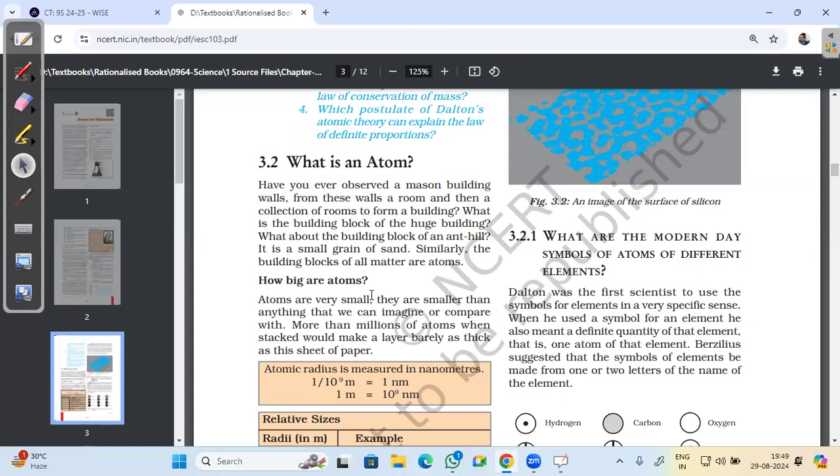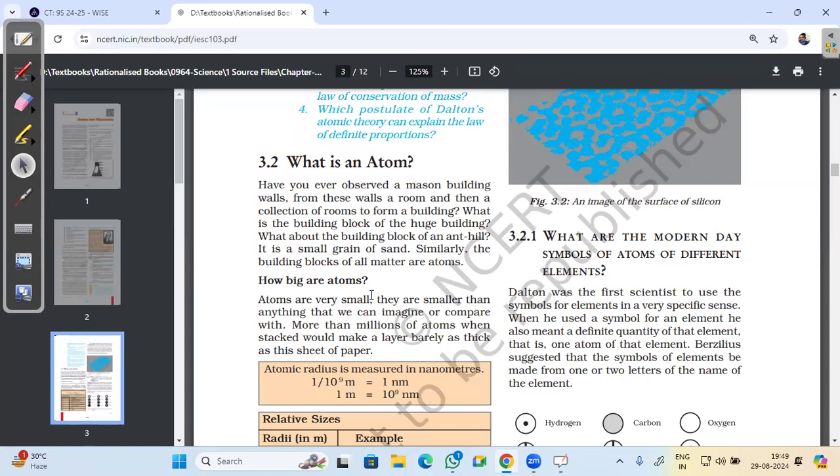So when these atoms combine in a fixed ratio, they form substances. Atoms are just like a foundation of the substances. Whatever substances we see are actually made up of atoms. How big are atoms? What could be the size of an atom? See, the size of atoms is very small. It can be of the order of a few nanometers.